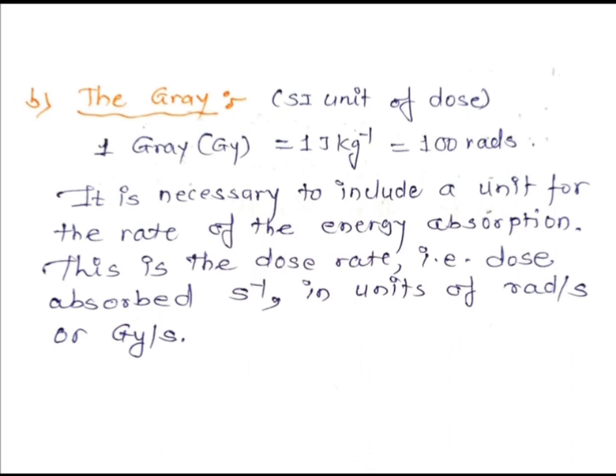So gray is the unit which is useful for the calculation of the rate of the energy absorption, and this is the dose rate, that is dose absorbed per second in units of rad per second or gray per second. So here the relation which is important, you have to keep in mind, 1 gray is equal to 1 joule per kg, which is equal to 100 rads. So this is the second unit.